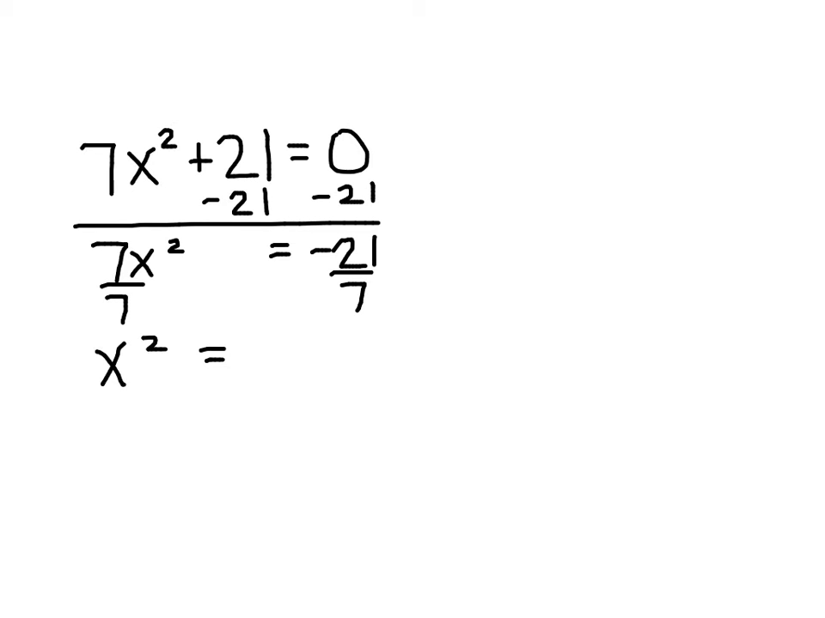What's negative 21 divided by 7? Negative 3. Third thing you want to get rid of is any square. How do you get rid of a square? You root it.